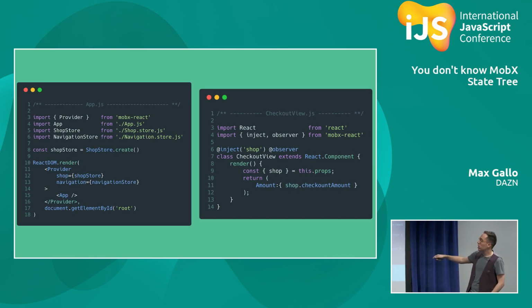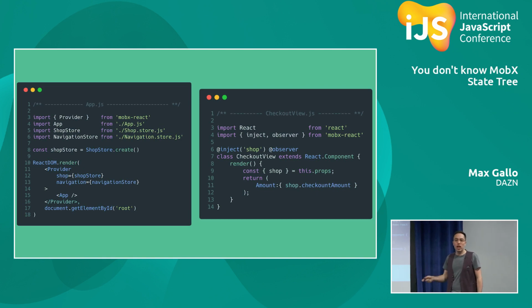But what's going on here is, again, the observer decorator is telling us that this component will re-render if there is an observable that changes values inside its render function. So the combination of the injection of a store and of the observer will give you enough power on each component to decide how to re-render itself.